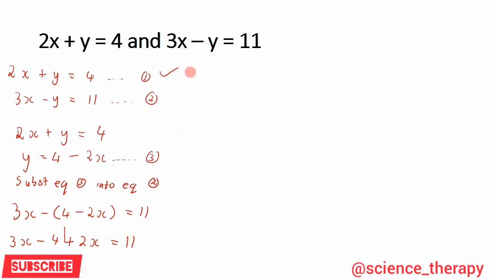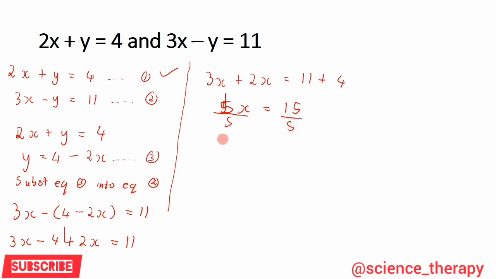Now at this point, remember, we want to have all the terms with x on the left hand side and all the terms that are constants on the right hand side. So this will be 3x plus 2x equals 11. Then that negative 4 becomes plus 4, right? Then what is 3x plus 2x? That is 5x. And then what is 11 plus 4? That gives us 15. So at this point, we need to divide both sides by 5. Then we have our x. x is equal to 3.